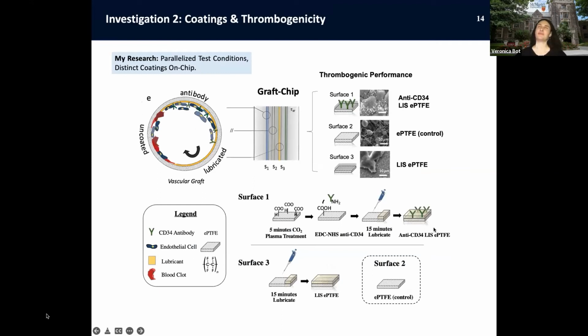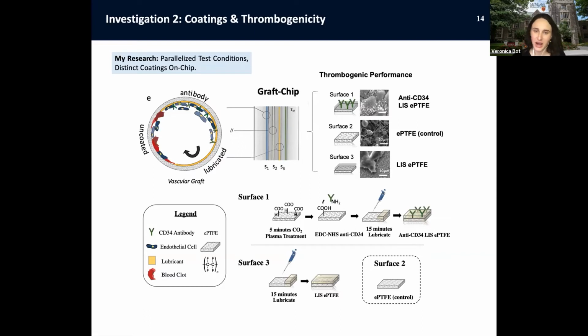In my project with this developed platform, because it was very easy to run test conditions in parallel, we thought about implementing distinct coatings in parallel and really viewing this platform as a translational tool, something that can allow us at the benchtop to simulate performance and screen the performance of novel antithrombogenic coatings. So this was one module of my thesis.